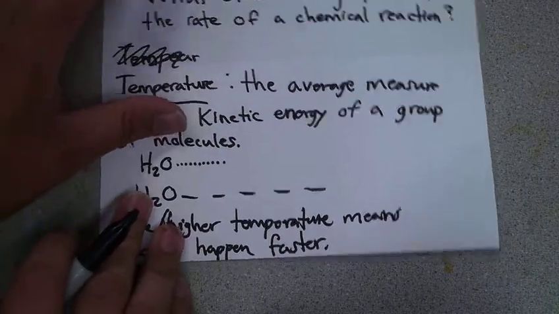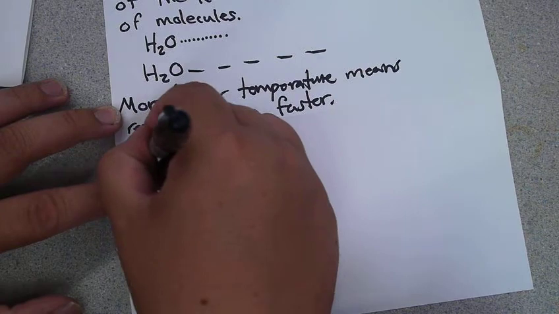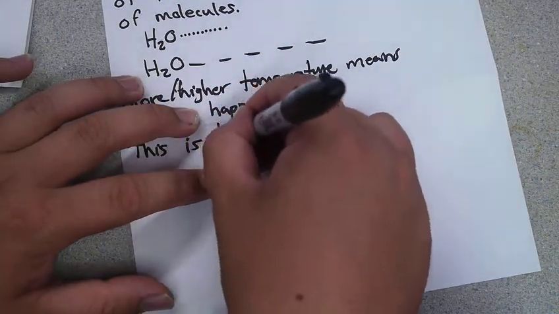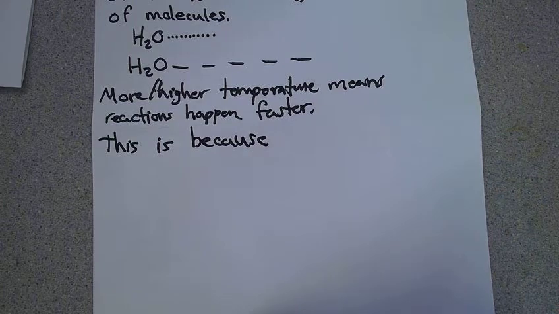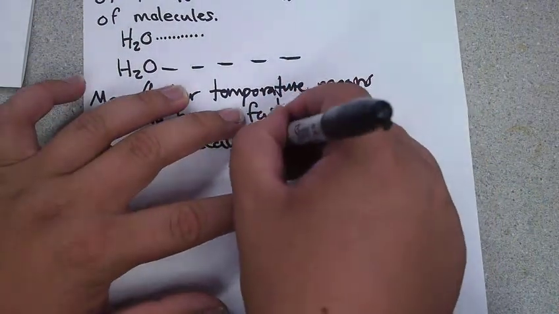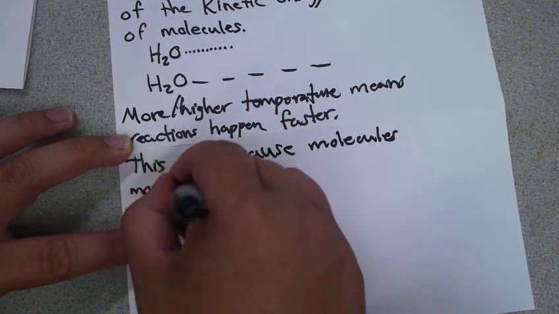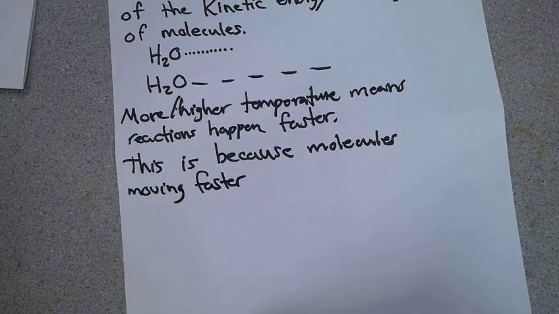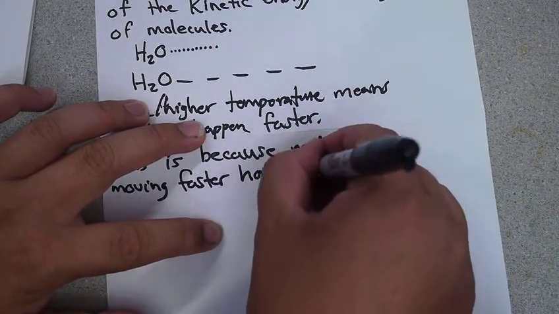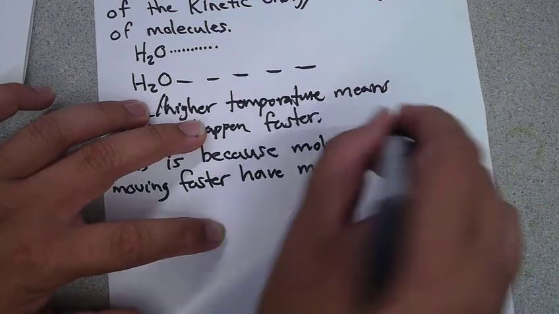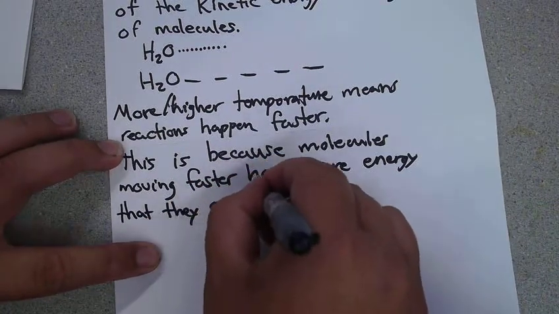Now we should probably say why they happen faster, not just be content that they do happen faster. So let's say this is because molecules with higher energy supply more energy to other molecules. Well, actually, I didn't like the way that sounded. This is because molecules moving faster have more energy that they can supply for a chemical reaction to happen.